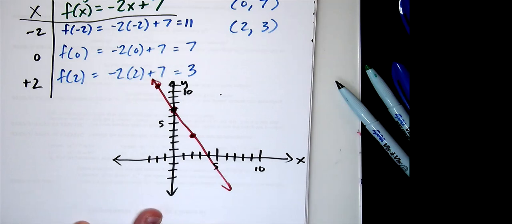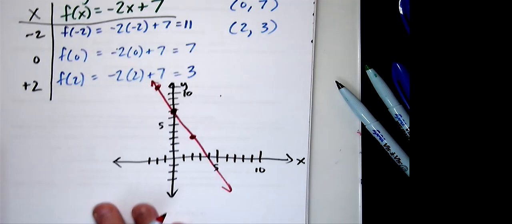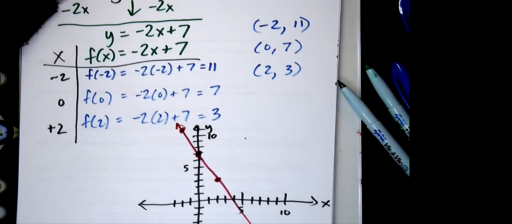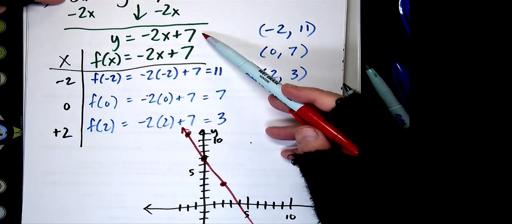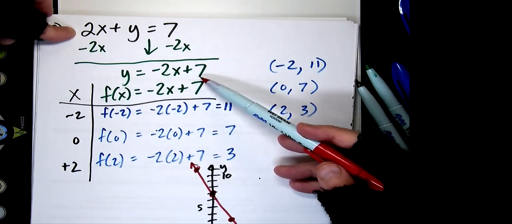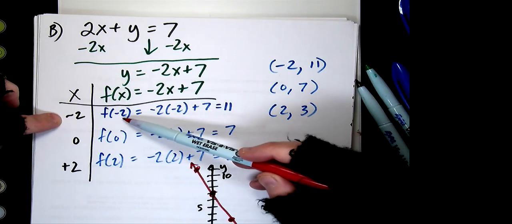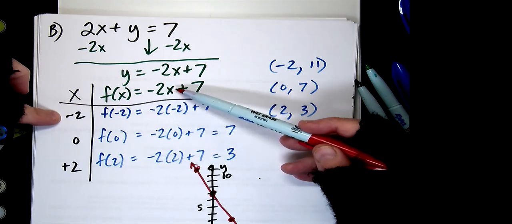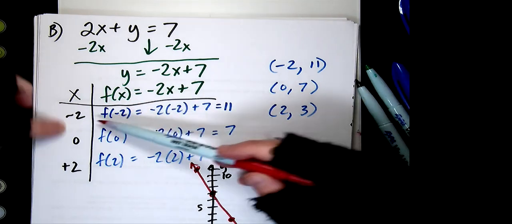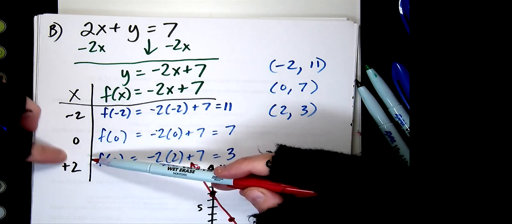What's your question? How do you know what value to give to x? Because of the minus 2x? This is the equation that we had solved from here, and I'm literally just plugging the negative 2 in for the x's. I'm replacing the x with the value. And I just chose these values. I could have said negative 1.